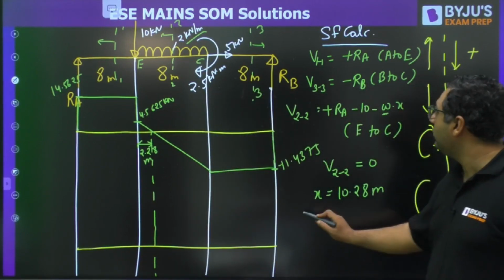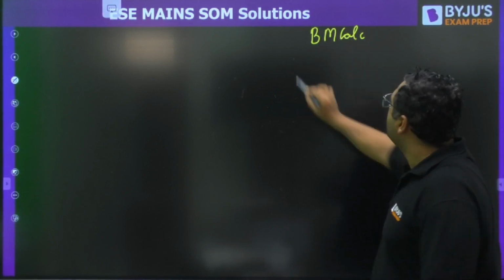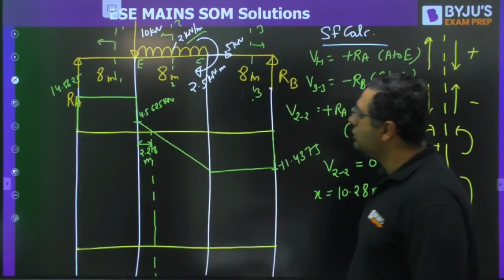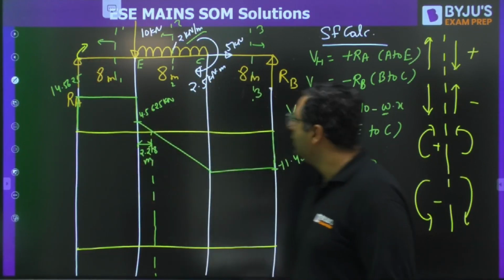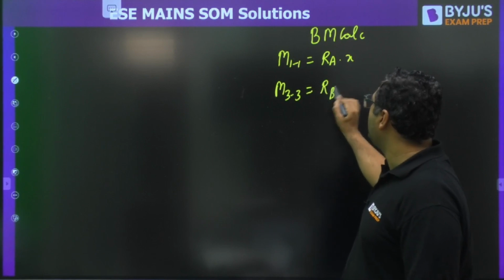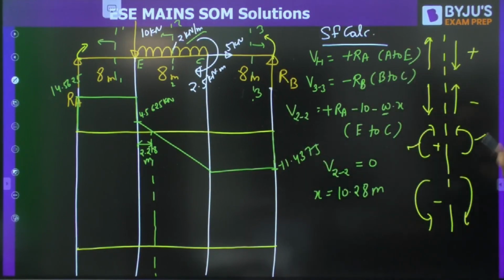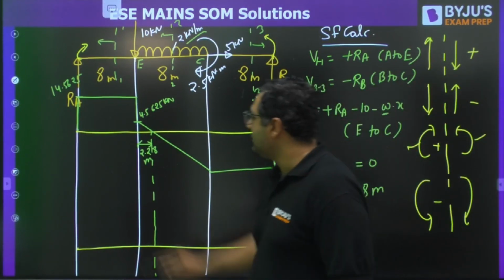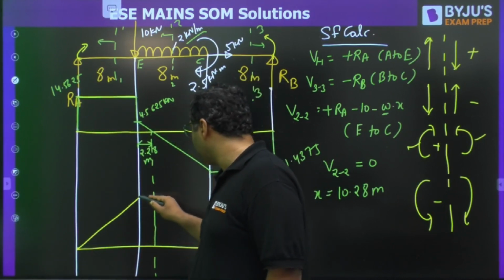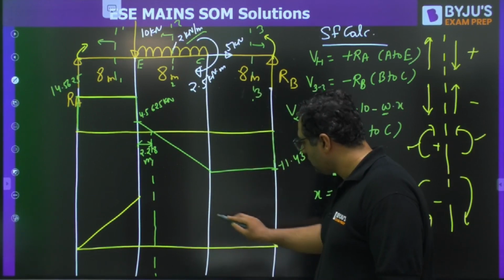Now, when you go for the BMD, you can go in the same way. Initially, if you go for the bending moment calculation, M11 will simply be RA into X, because it is creating sagging. Similarly, M33 is RB into X, because it is also creating sagging as per the convention. So, my dear, this is a horizontal line, one degree more will be an inclined line. So the diagram will come like this.